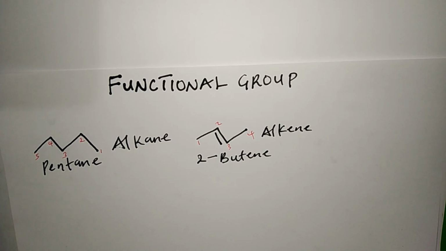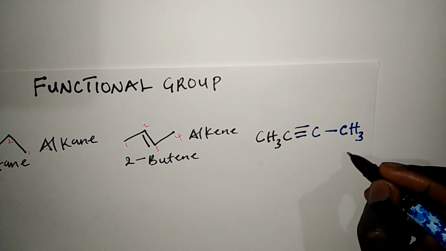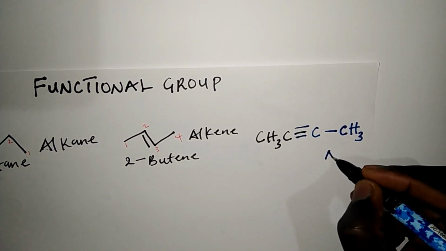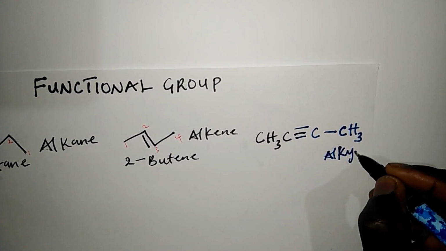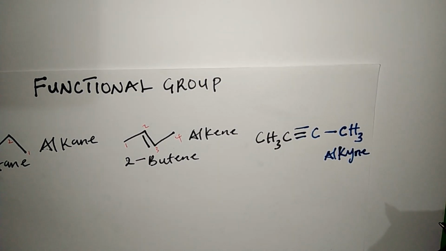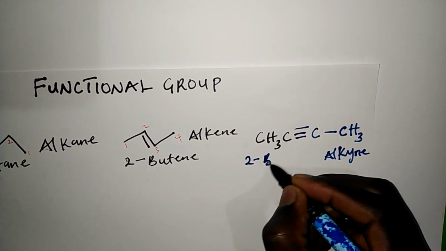By the way, this particular functional group is referred to as an alkene. This is 2-butene, and so this particular compound is referred to as an alkene. Now this next compound, with a triple bond, is referred to as 2-butyne.